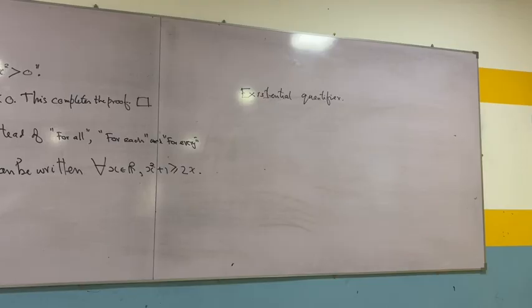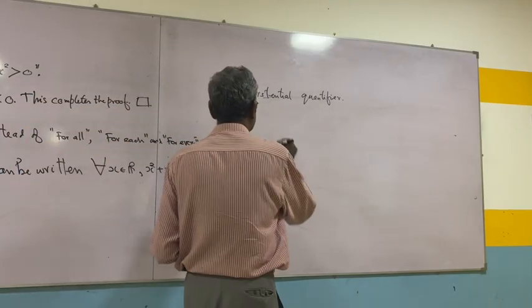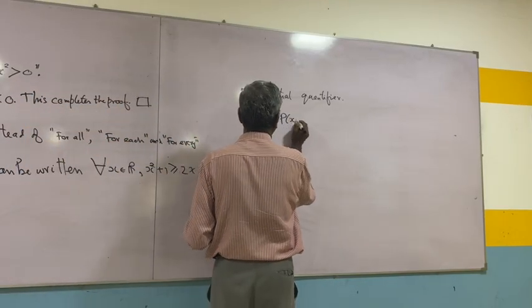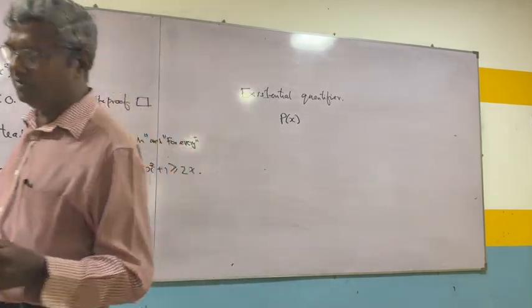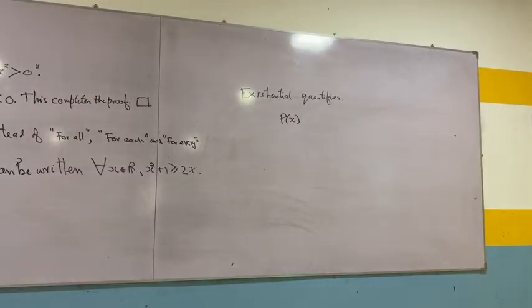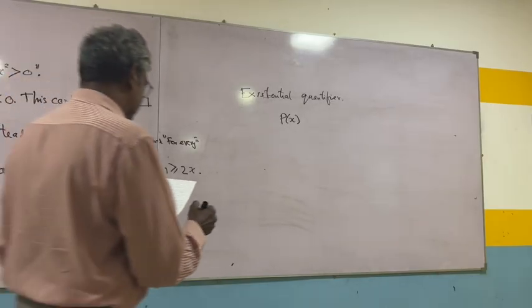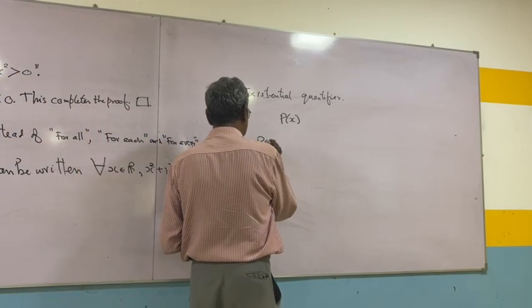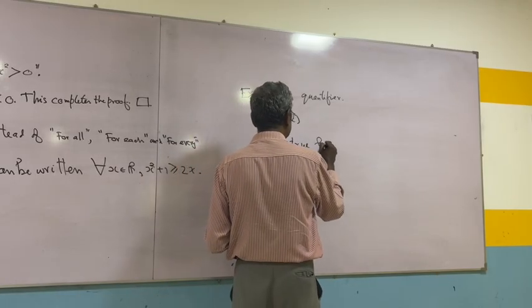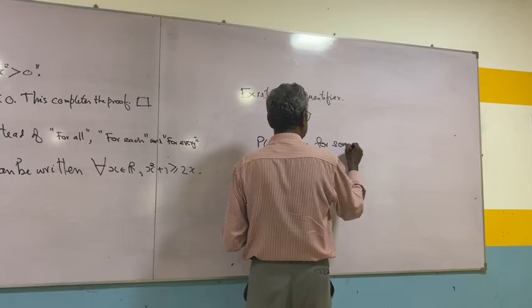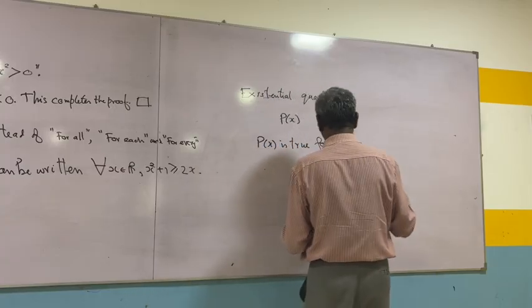Let P(x) be some statement depending on a free variable x. Again, you have a free variable x and a statement P that depends on it, like x squared plus 1 greater than or equal to 2x, or x squared greater than or equal to 0, something like that. The statement P(x) is true for some x of type T. P(x) is true for some x of type T.